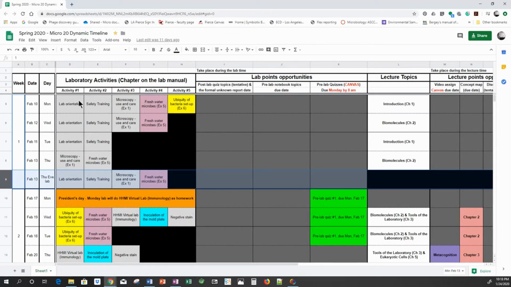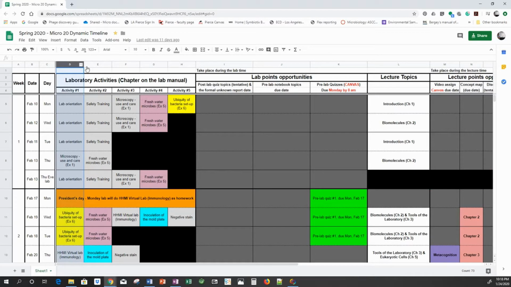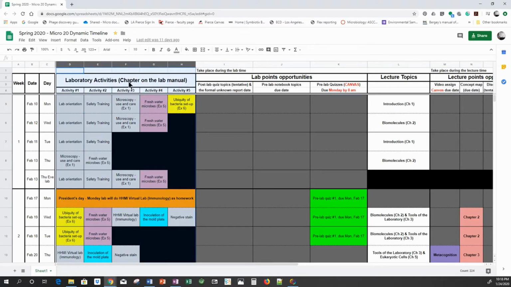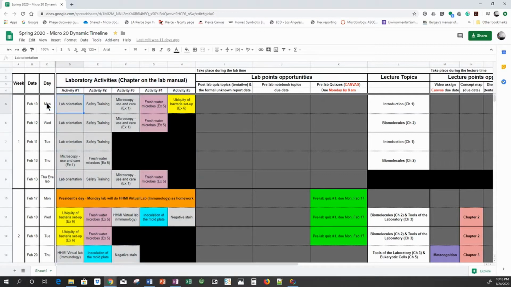Okay, all right. So the next group, if you will, is what I call the laboratory activity. This will tell you all the laboratory exercises that we will be doing in that week. For example, on Monday, my Monday lab section will be doing lab orientation, safety training, and we will dive directly into exercise 1 in your lab manual. This one is on the topic of microscopy, and then we will look at some freshwater microbes, which is exercise 5, and we will start exercise 6 on the same day.